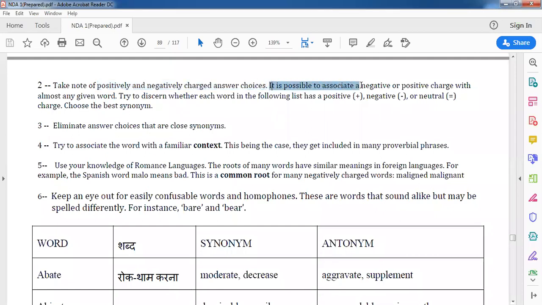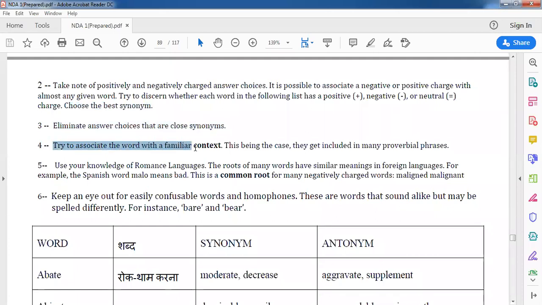It is possible to associate a negative or a positive charge with almost any given word. So जो भी हमें word दिया होगा हम उसके साथ उसको match कर सकते हैं. Try to discern whether each word in the following list has a positive, negative or neutral charge. So जो भी हमें word दिया होगा क्या वो positive है, negative है या neutral charge है, and choose the best synonym. उसमें से हमें same meaning find out करना है. We need to eliminate the answer choices that are close synonyms. So कुछ ऐसी answer choices जो closely synonym है, हमें उनको eliminate करना है, हमें उनको wipe out करना है, right?